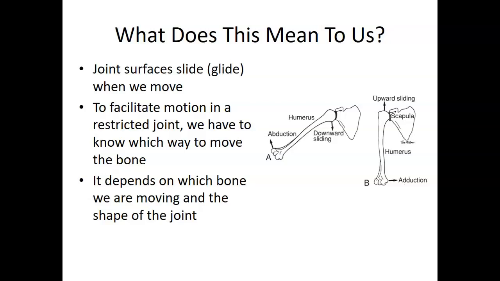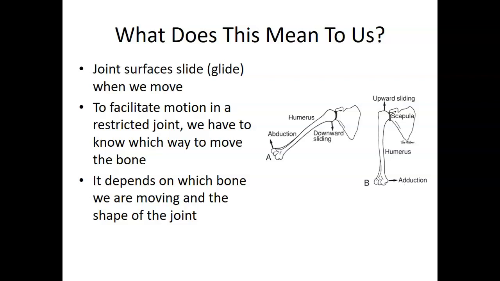All right. So just kind of wrapping it up, what does this mean to us? So joint surfaces glide when we move. They have to glide. That's that instantaneous axis of rotation that we talked about. I think in the first lecture we talked about the instantaneous axis of rotation. This is why there's not a fixed axis in our joints when we move, because that gliding forces the axis to change.